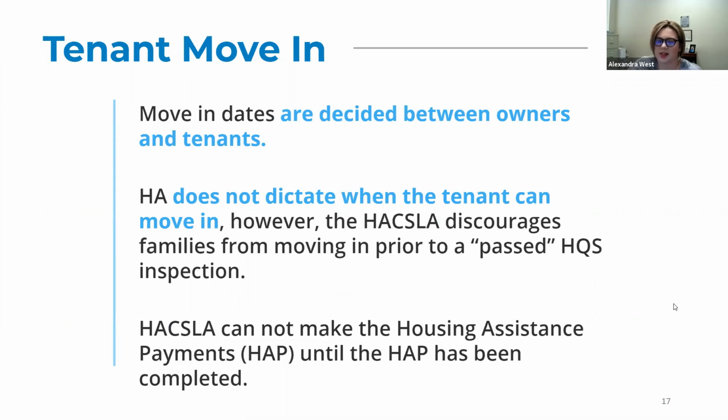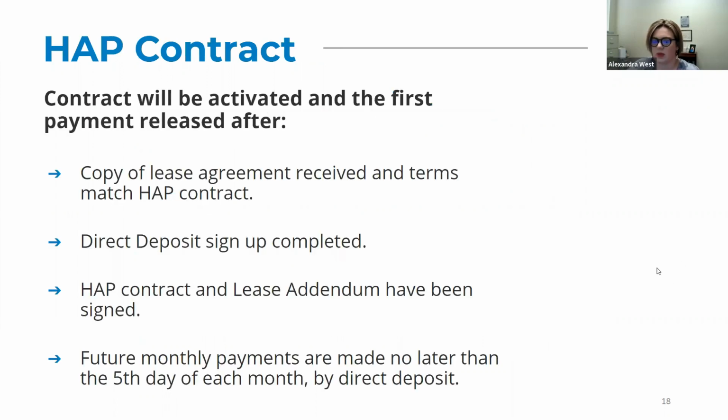The date that the tenant is allowed to move into the unit is determined by you, the owner, not HACS. However, we do not recommend allowing the tenant to move in before the unit has passed inspection. The HAP contract cannot be dated before the unit has passed inspection, meaning that we cannot reimburse you for any amounts owed for the time that the tenant resided in the unit prior to the unit passing inspection.